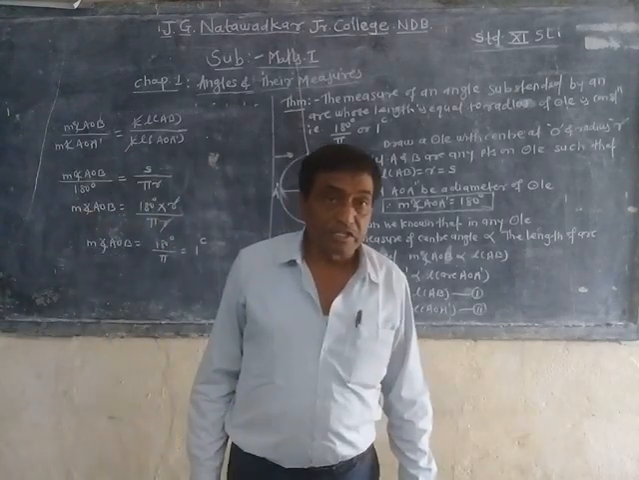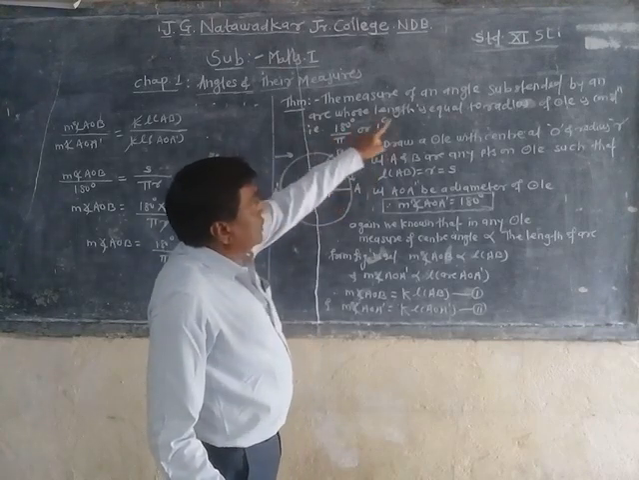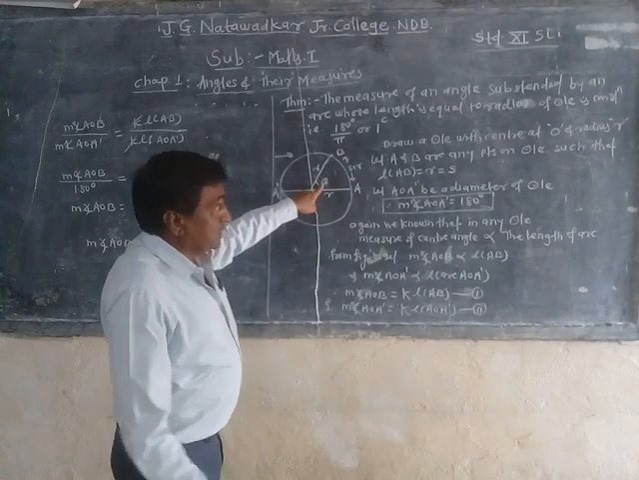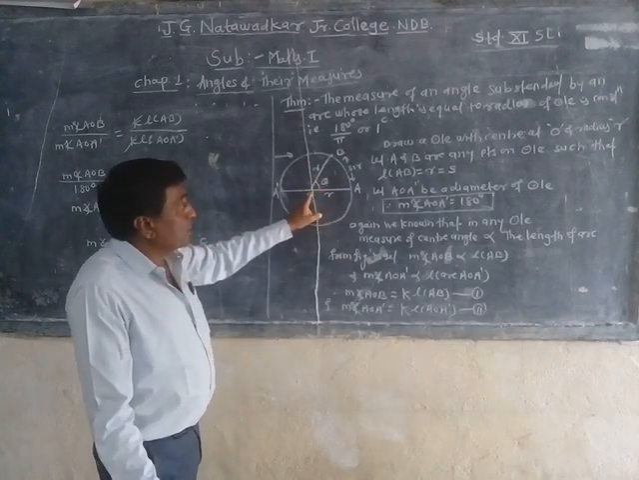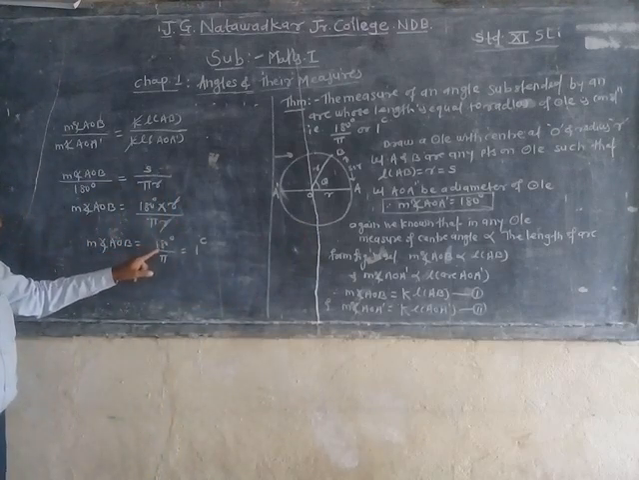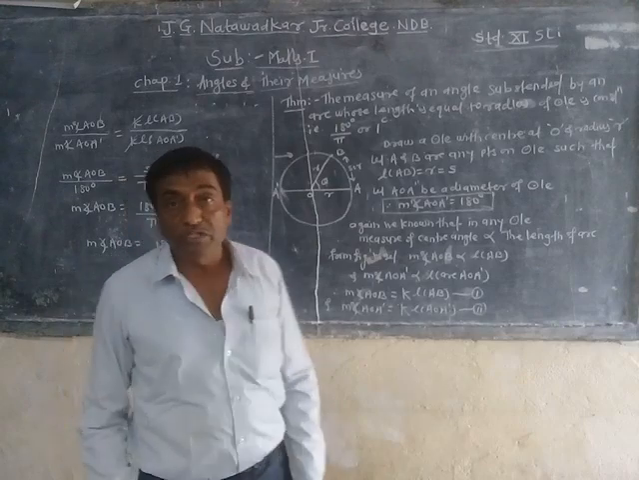So in any circle, the measure of the angle subtended at the center, when the length of the arc is equal to the radius, is always 180 upon pi, that is 1 radian, and so hence the proof of this theorem.